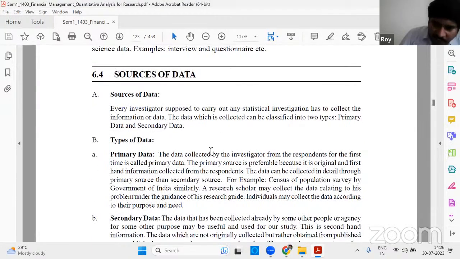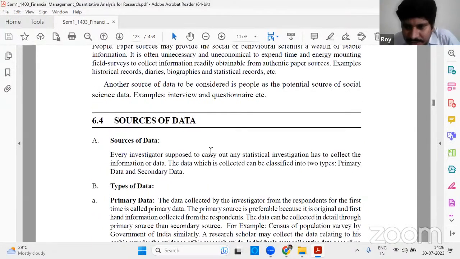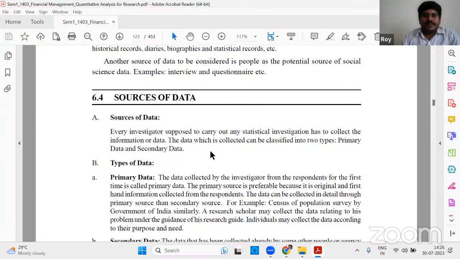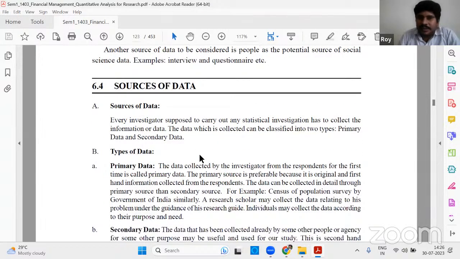Now we are coming to the sources of data. I will try to finish this and then I'll stop. Very important, please understand. What are the sources of data? Generally, when we are doing research, from where do we collect the data? Please take 1 minute and tell your answers.